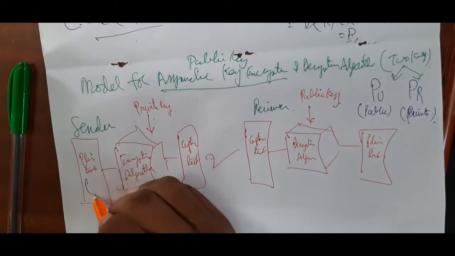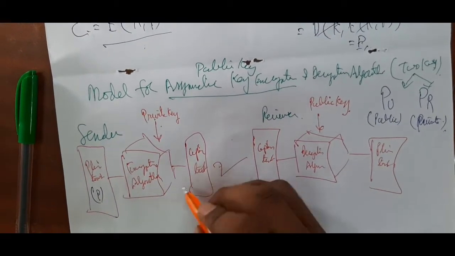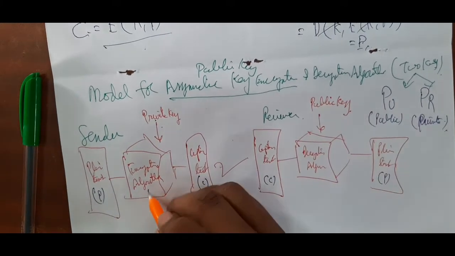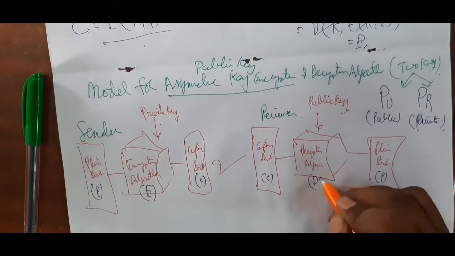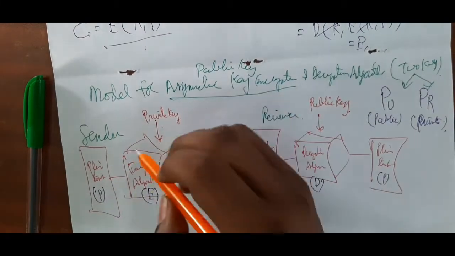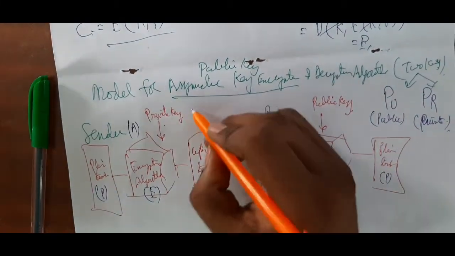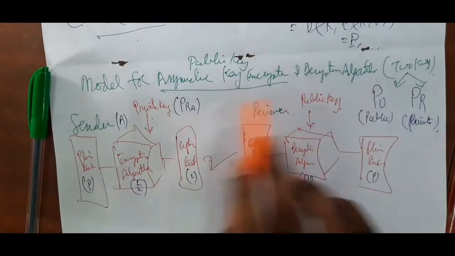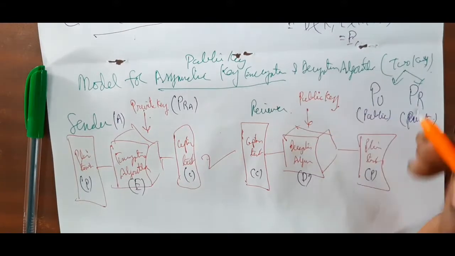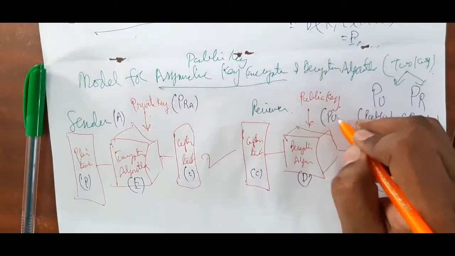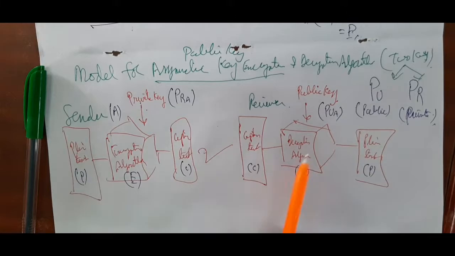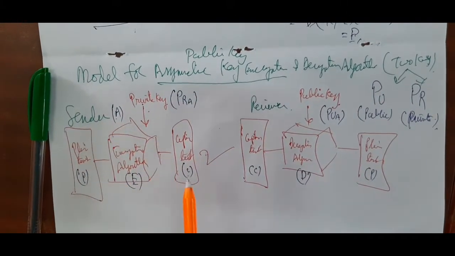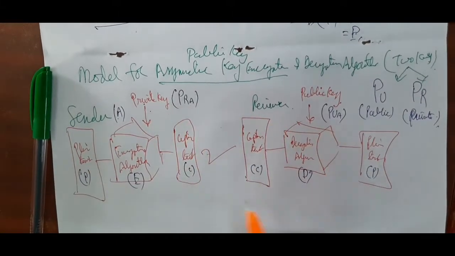So the same old pattern, same old symbols we are going to use: plaintext with P, ciphertext with C, encryption algorithm with E, decryption algorithm with D. But here, private key: imagine that the sender is A, so his private key is PRA. The same public key for sender A we have to use at the receiver end, so this is PUA. So you have to follow that you are using two keys of a particular user, that is the sender, right? So PRA and PUA.